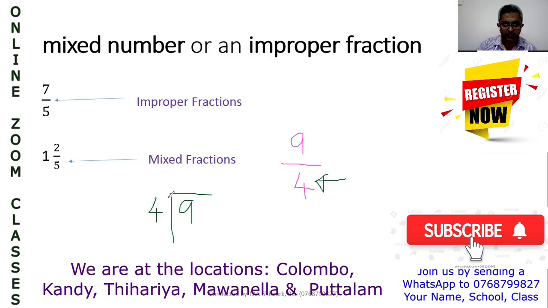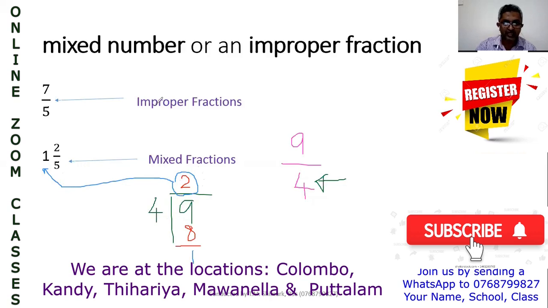Now we'll see how many times 4 goes into 9. 2 times 4 is 8, correct? So the remainder is going to be 1. Can we further divide? No, we can't. So now this will be the whole number. Always the quotient is the whole number, right?